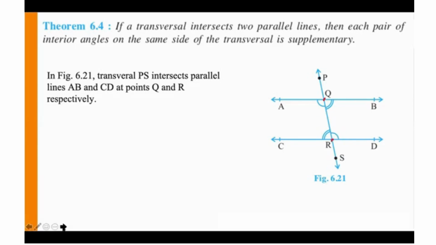Now, we need to prove that angle AQR, this angle, and angle QRC, this angle, which as you can see are interior angles on the same side of the transversal, the left hand side of the transversal, add up to 180 degrees. That is what we need to prove. Okay, so let's see the proof.